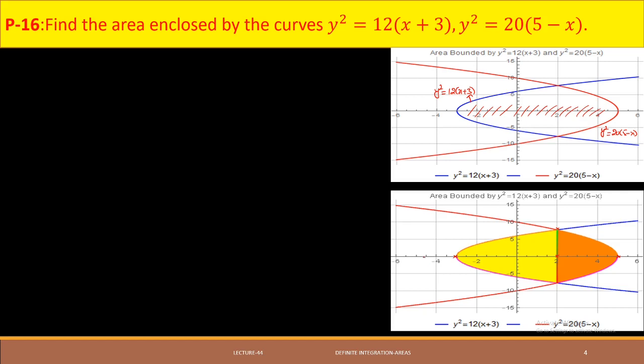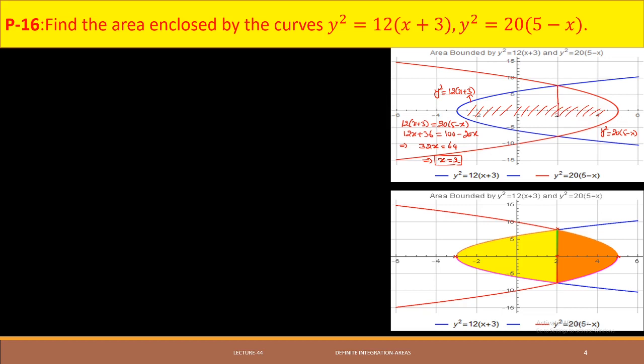How do we find out the point of intersection? By solving these two equations. So solving these two equations, I get 12 into x plus 3 is equal to 20 into 5 minus x. So that becomes 12x plus 36 is equal to 100 minus 20x. So that becomes 32x is equal to 64, implies x is equal to 2.